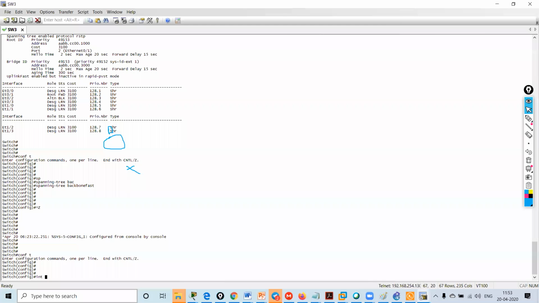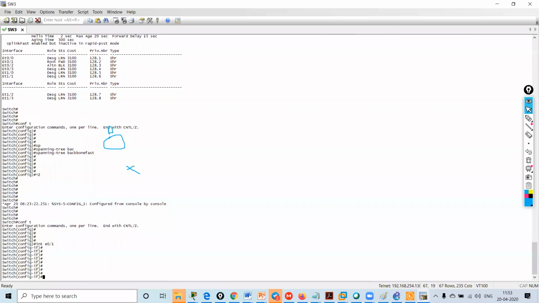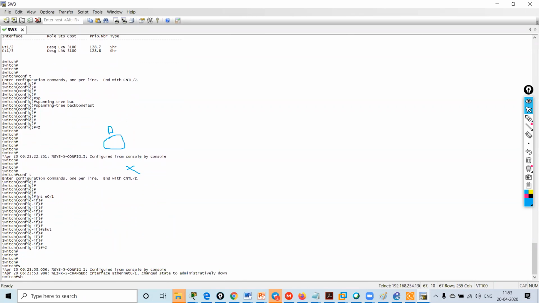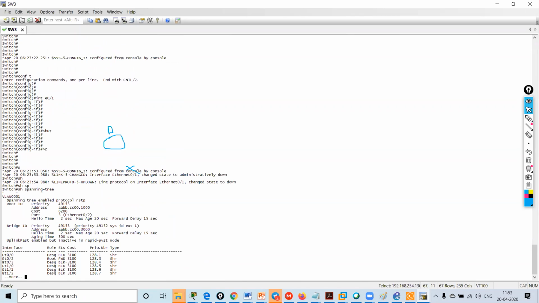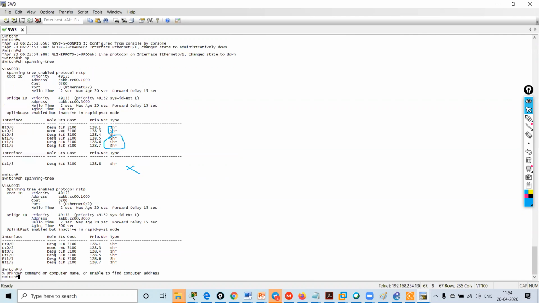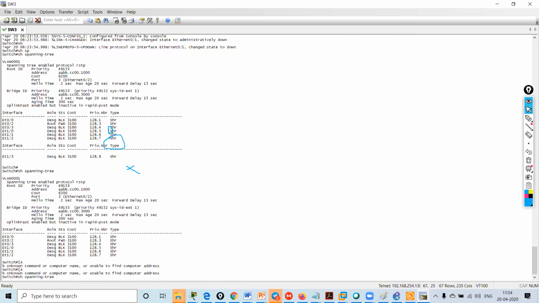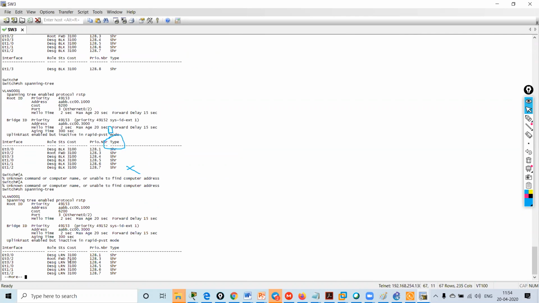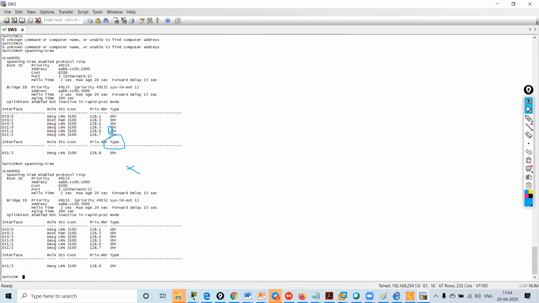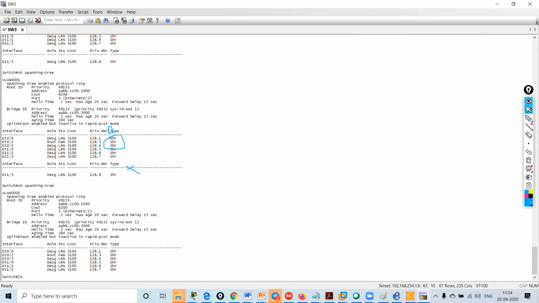inside interface 0/1, shut. Show spanning tree. See, it is going into the listening and learning states. Listening, then it came to learning. It didn't wait for the blocking state.